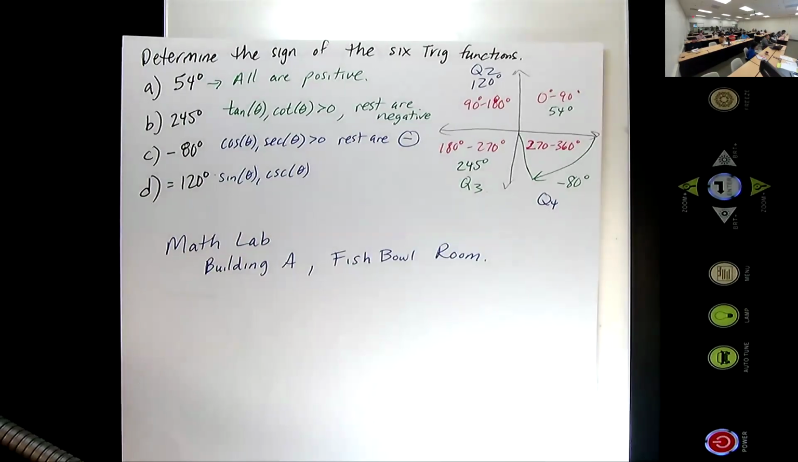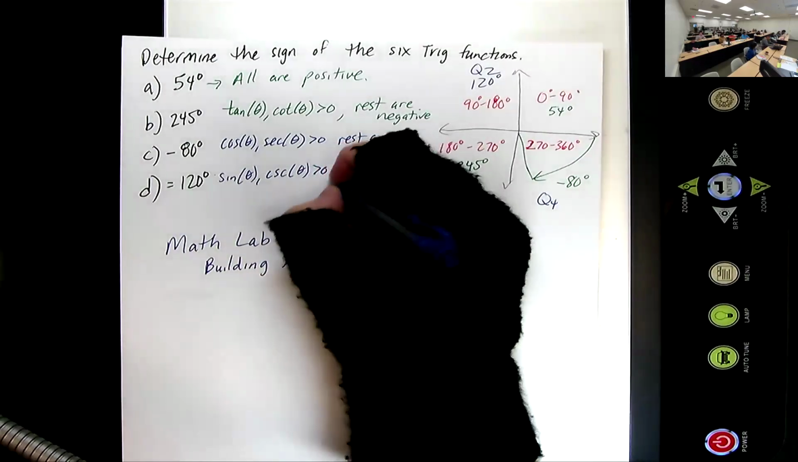Alright, so we had sine theta, cosecant theta, we're positive there. And the rest are negative.